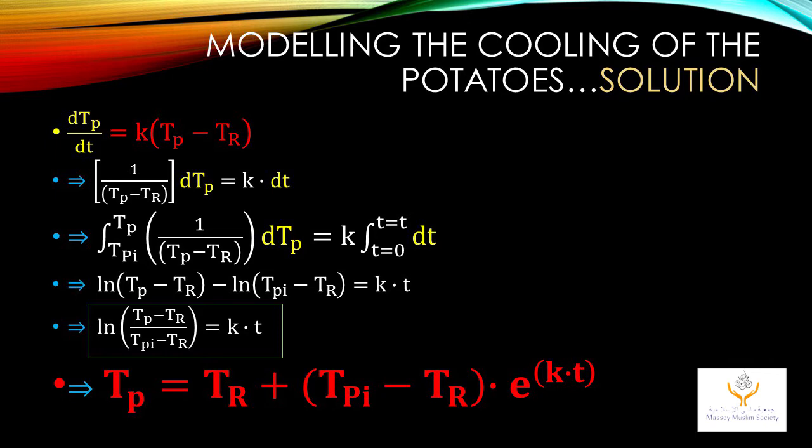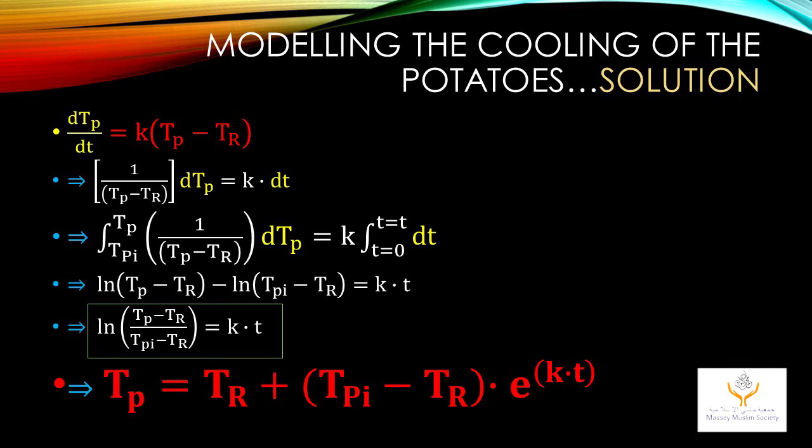So Tp is your product temperature at any time, which is a function of your room temperature, your initial product temperature, your cooling rate constant, and your time. Because that's going to change with time, right, Yusuf? Yes.